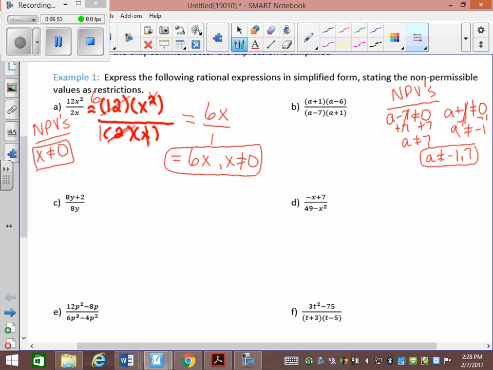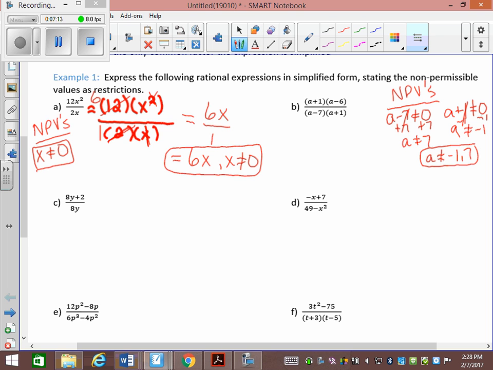And sometimes the question is just that. What's the non-permissible value? You don't even actually have to simplify it, right? So whenever we have a variable in the denominator, we are always stating non-permissible values. Because the moment you have a variable in the denominator, that variable could be a number that could cause the denominator to be 0, and that's an issue.